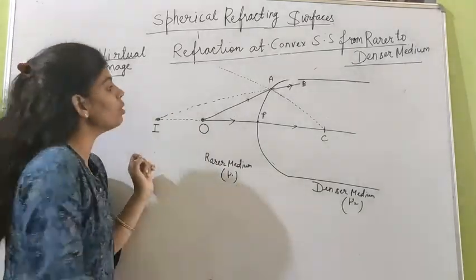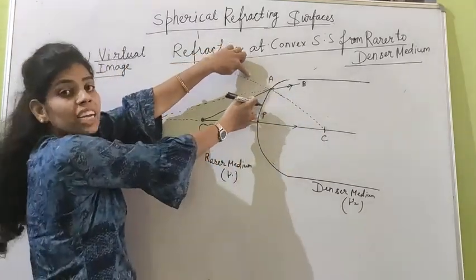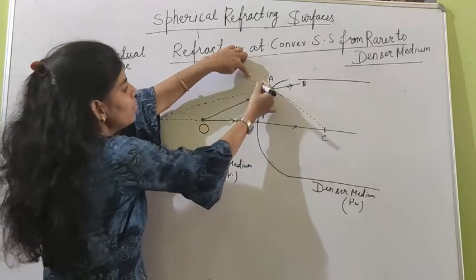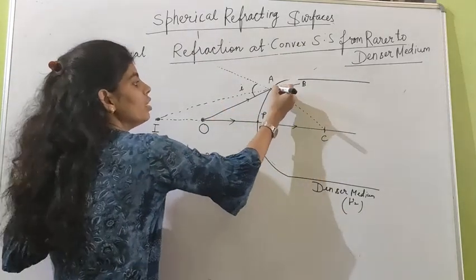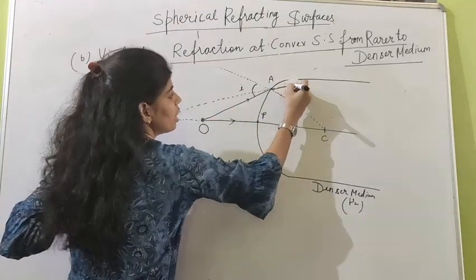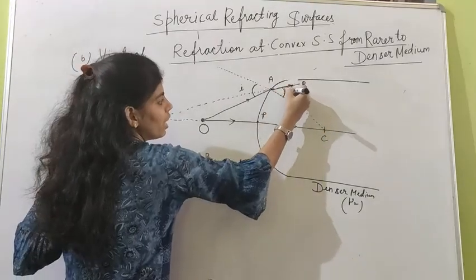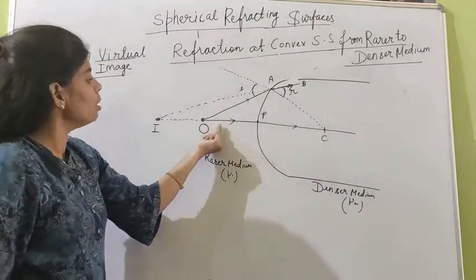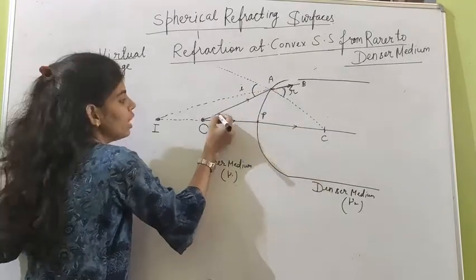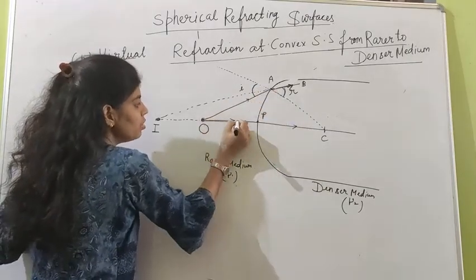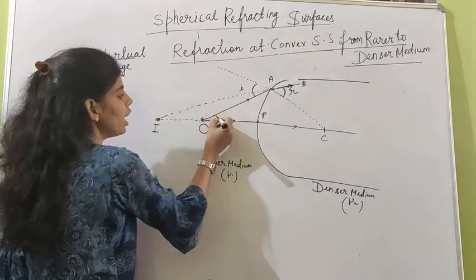Again we have to do the same thing. This is the normal, and this is the incident ray. The angle between the incident ray and the normal is known as the angle of incidence. So this is the angle of incidence. This is the refracted ray, the ray is refracted along AB. So AB is the refracted ray, this is the normal, so this angle is known as the angle of refraction r. The angle between the incident ray OA and the principal axis, where the object is placed, here the angle is alpha.